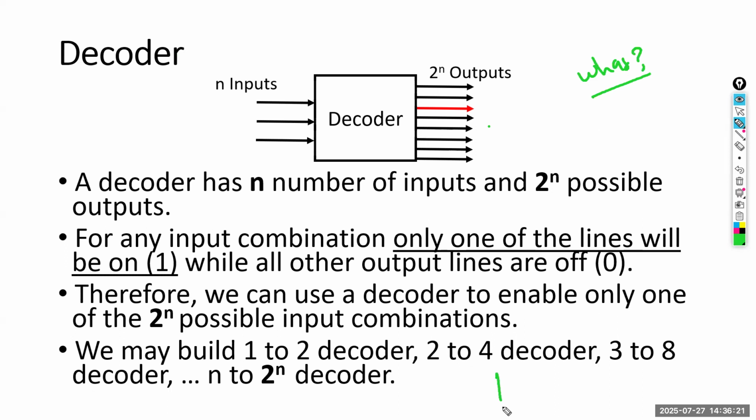So maybe it's a 2 to 4 decoder. Maybe 0 0, this is 1, these are zeros. Maybe 0 1, this is 1, others are zeros. Maybe 1 0, this is 1, others are zeros. Maybe 1 1, this is 1, others are zeros. Okay. Is it clear? So therefore, you can have 1 to 2, 2 to 4, 3 to 8, 4 to 16 decoders. Right. So that is what a decoder is.